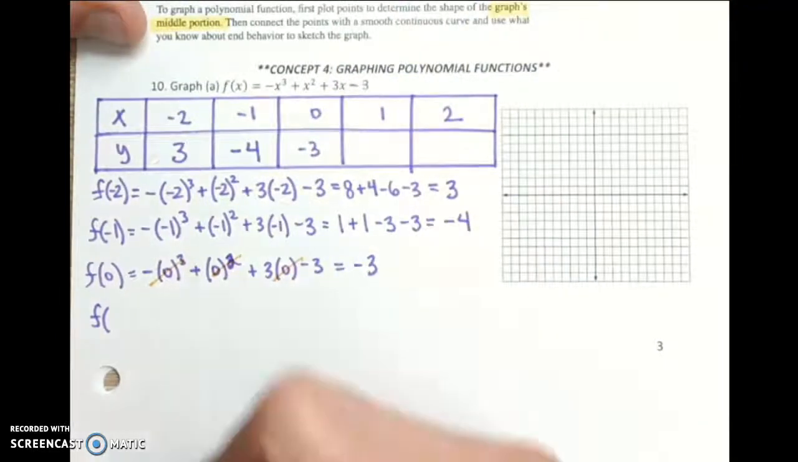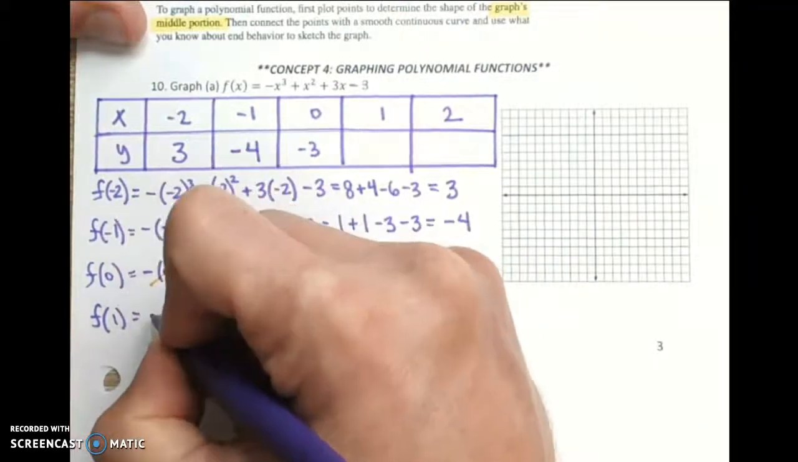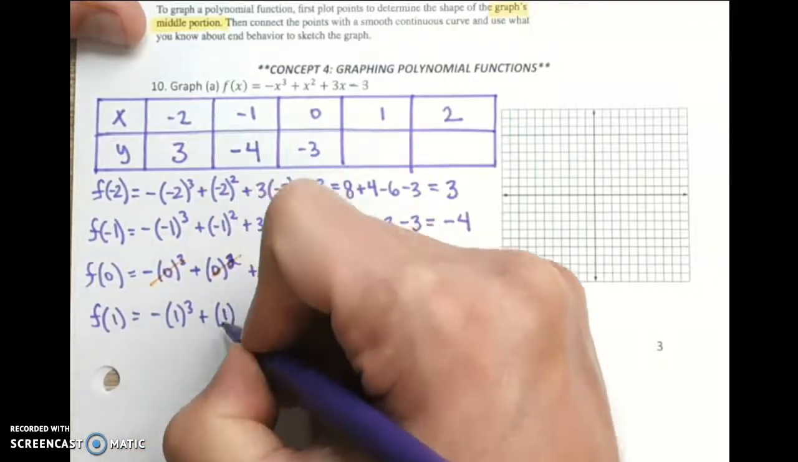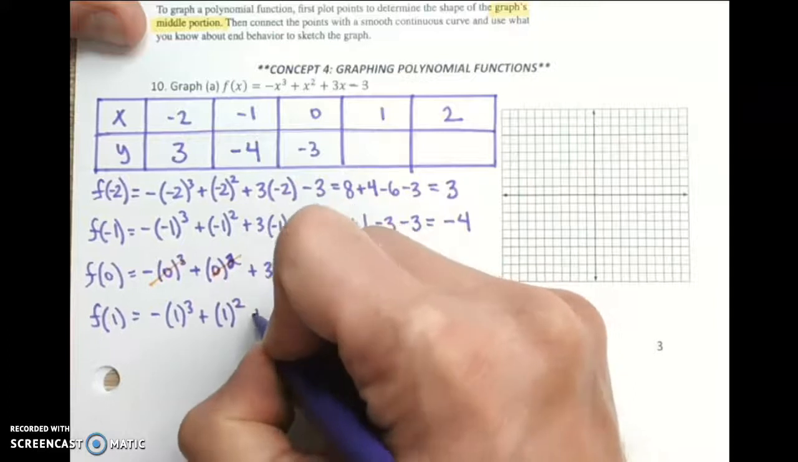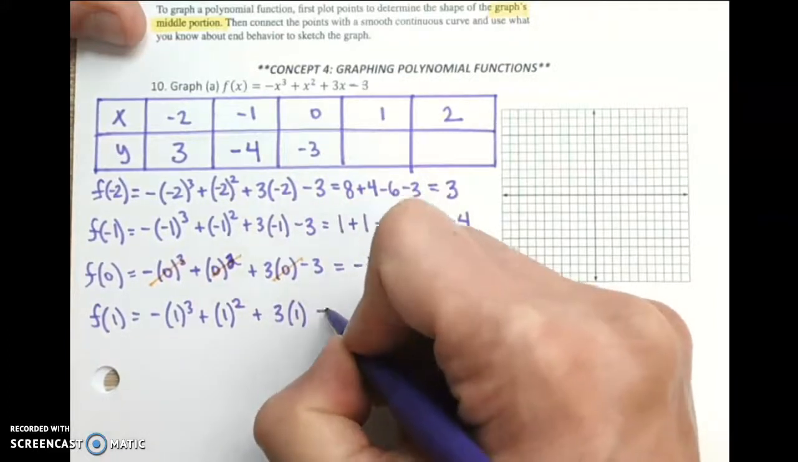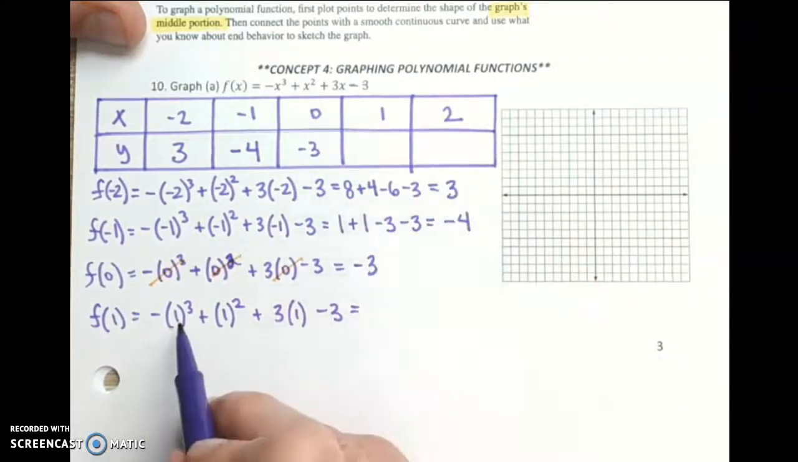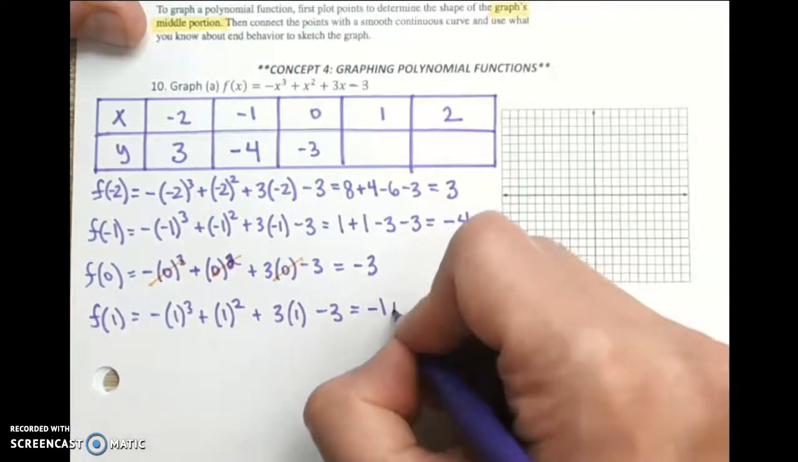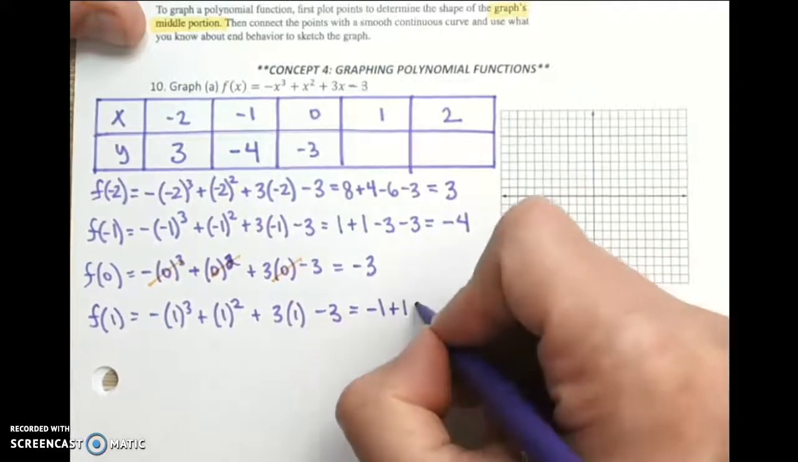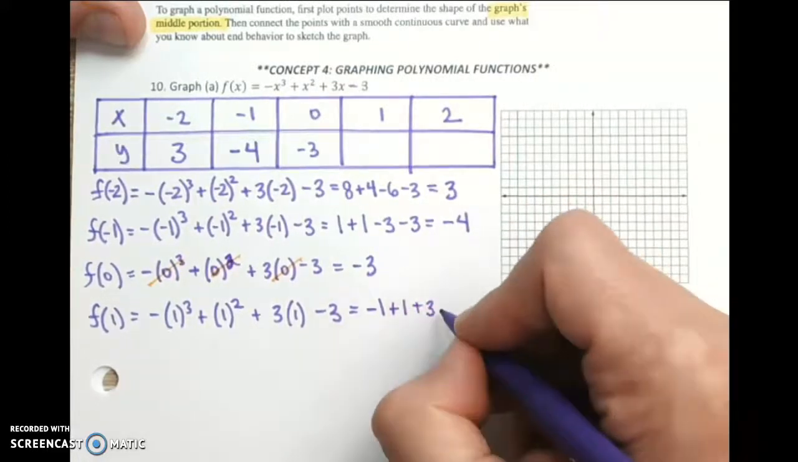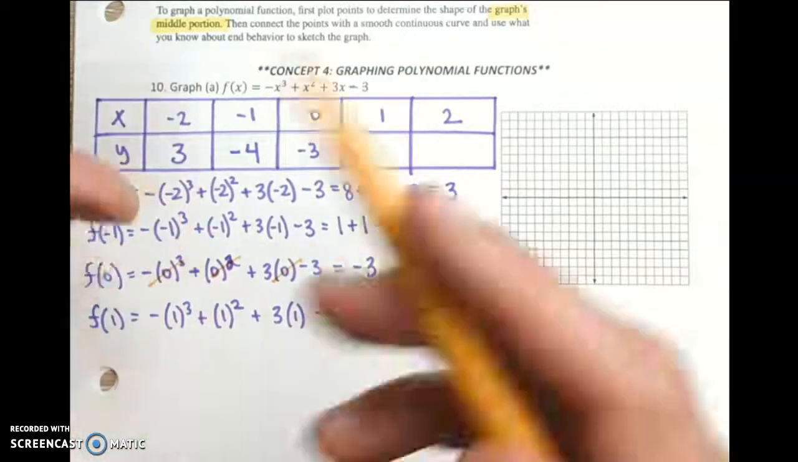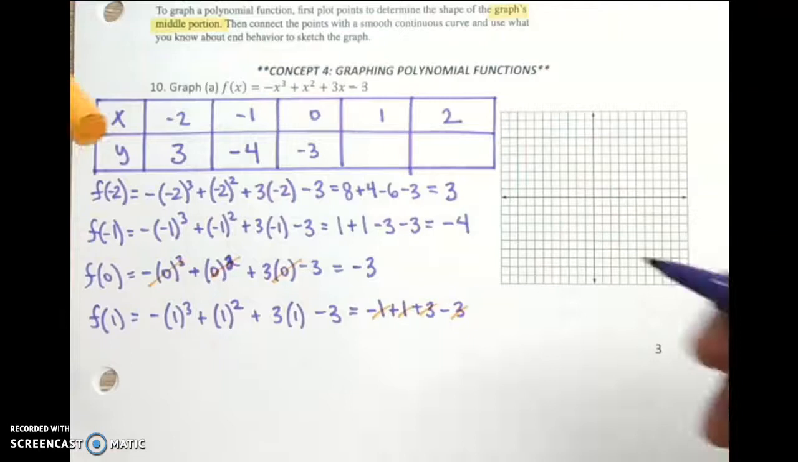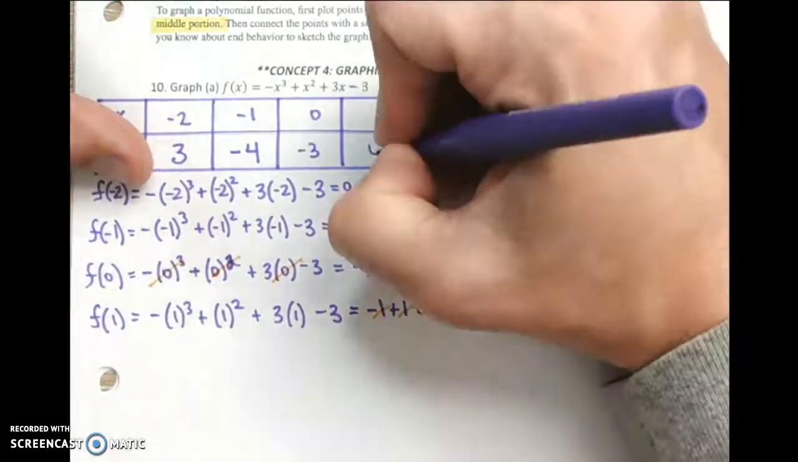0, -3. Okay. F of 1, the opposite of 1 cubed plus 1 squared plus 3 times 1 minus 3. Okay, 1 cubed is 1, but the opposite of that is -1. 1 squared is 1. 1 times 3 is 3, minus 3. Well, 1 and negative 1 cancel out, positive and negative 3 cancel out. We are left with 0.